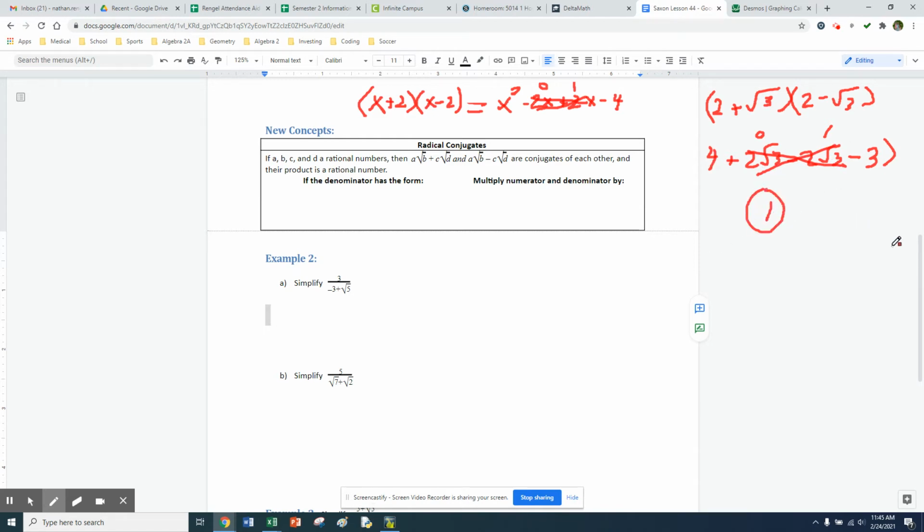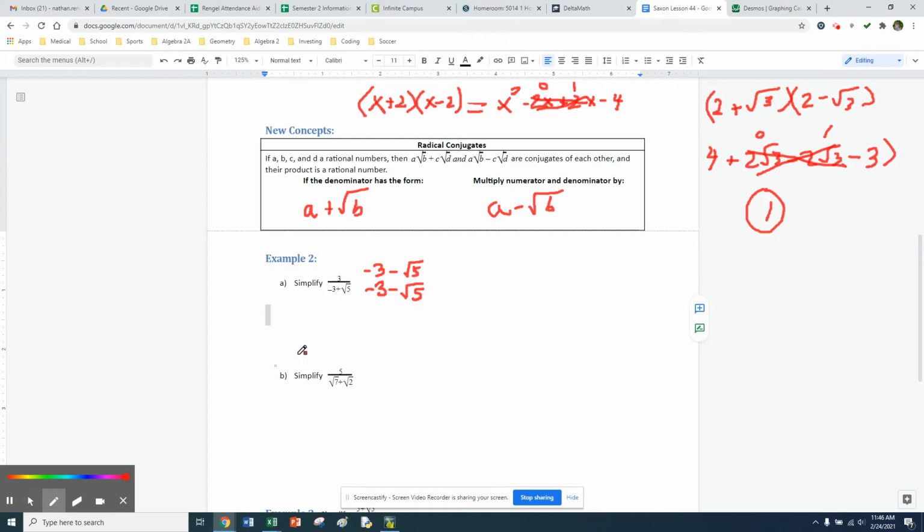So when you multiply 2 plus the root of 3 times 2 minus the root of 3, it goes back to a rational number. So anytime your denominator has the form a plus the root of b, which means it's a binomial, two terms, you're going to multiply the denominator by a minus the root of b. And I should say the numerator and denominator, to keep your fraction balanced. So we'll take a look at example 2, a and b.